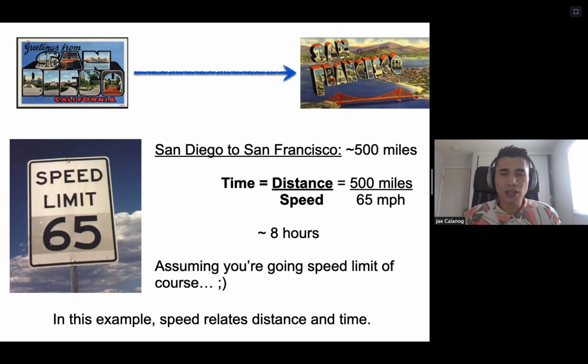Okay? And so in this one example, right, speed is basically what relates distance and time. When you travel 8 hours at 65 miles per hour, you will travel about 500 miles, just to wrap that around.